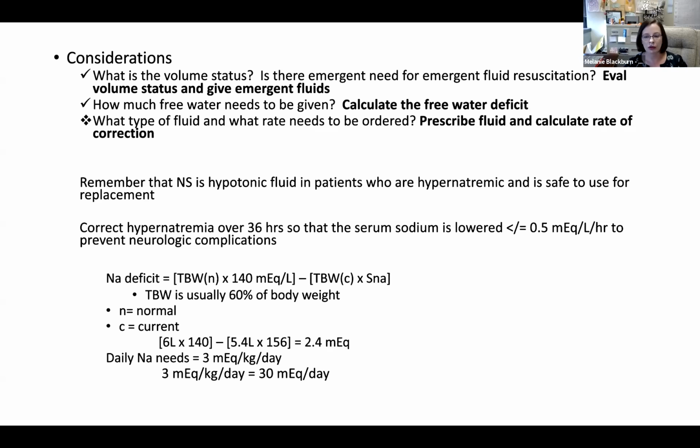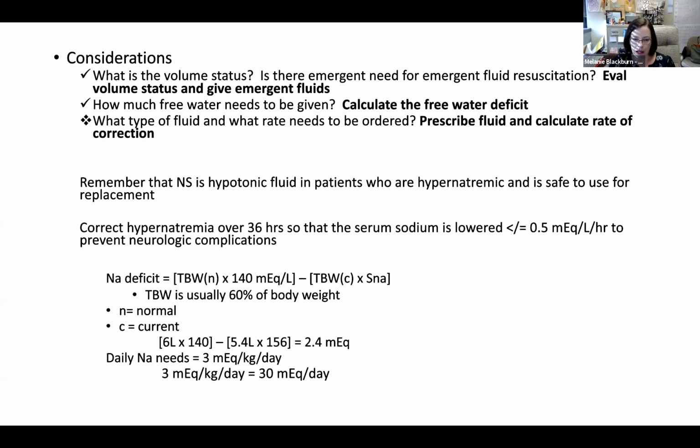Okay, so remember that normal saline is hypotonic in patients that are hypernatremic. So in general, this is actually a very safe type of fluid to use for replacement. And also remember that patients that are hypernatremic, you're going to want to replace their fluids over 36 hours so that you don't lower the serum sodium too quickly. And really the goal is to lower the serum sodium less than or equal to 0.5 milliequivalent per liter per hour. And that's so you don't get those huge shifts in your brain and have some neurologic complications.